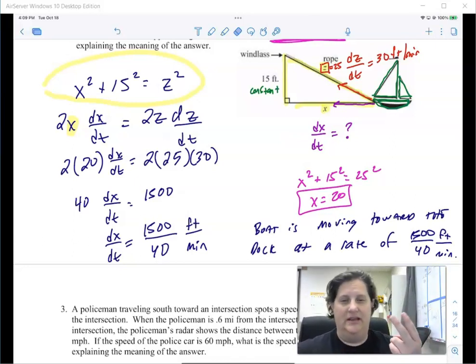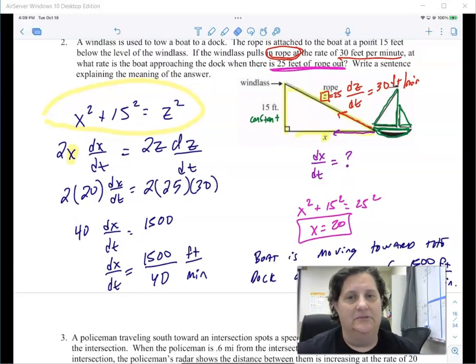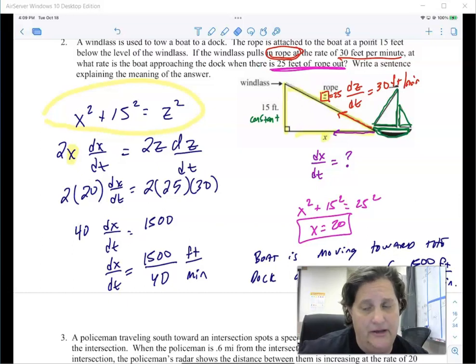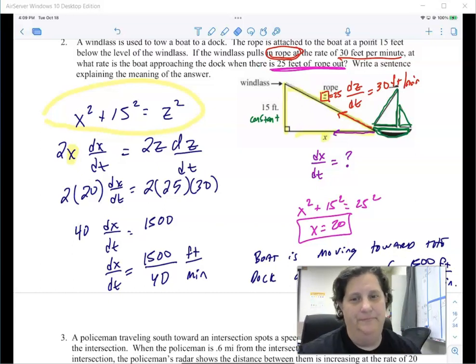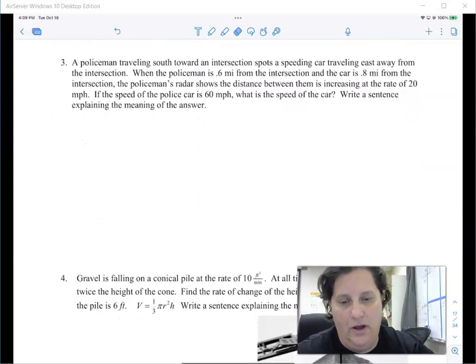So there's two things that you'll see at the end of a question. Explain, or like this says, write a sentence explaining the meaning of the answer. So they'll say, explain your answer within the context of the problem. What did you just find? Or they'll say, justify your answer. These always have explain your answer. Okay? Cool. We ready to try another one?